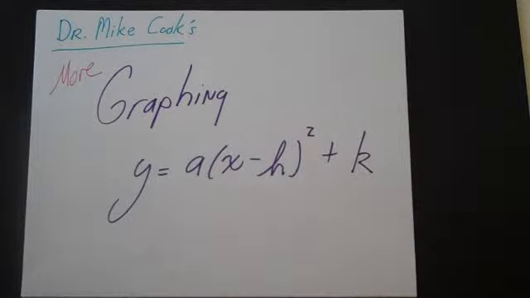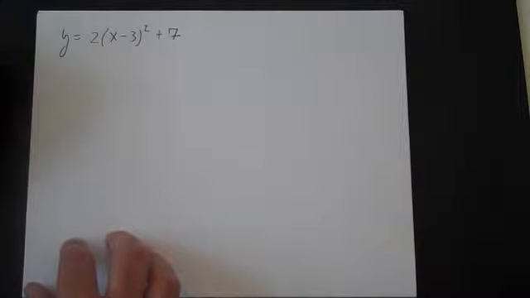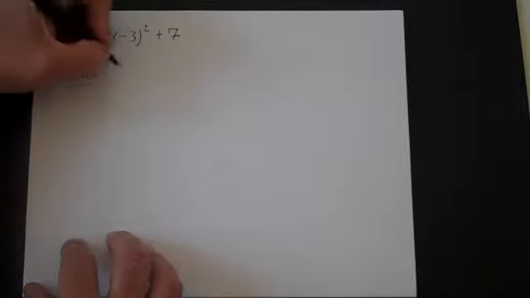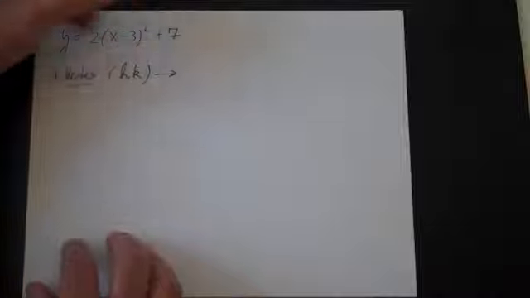Now let's look at another problem where we're graphing a parabola written in vertex form. So to start with, let's look at the example. y is equal to, let's say, 2(x minus 3) squared plus 7. The first thing that you want to do is identify the vertex. Now the vertex is simply going to be (h, k), and in this case, it's going to be positive 3, positive 7.